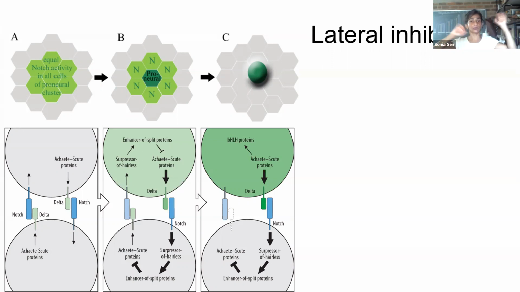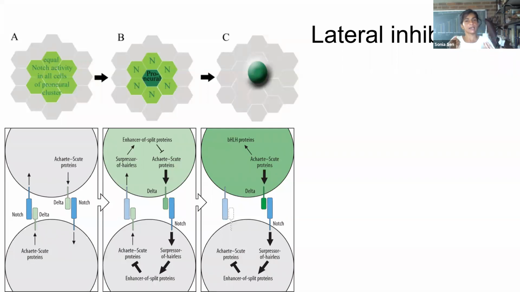So what happens in a proneural cluster normally is that the transcription and translation of the receptor and ligand are more or less the same. So every cell is signaling to each other. All cells have equal notch activity. But because transcription and translation is a jittery process, right? There's some noise in it. Through that jitter, suddenly one cell will have a little bit more delta than its neighbor cell.